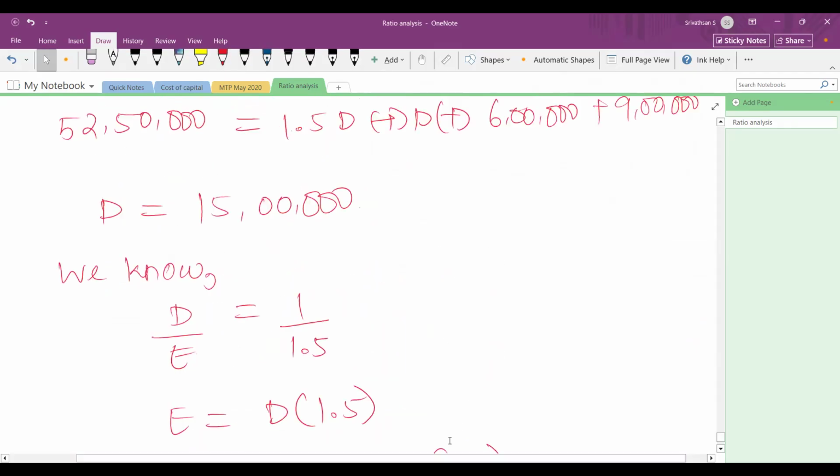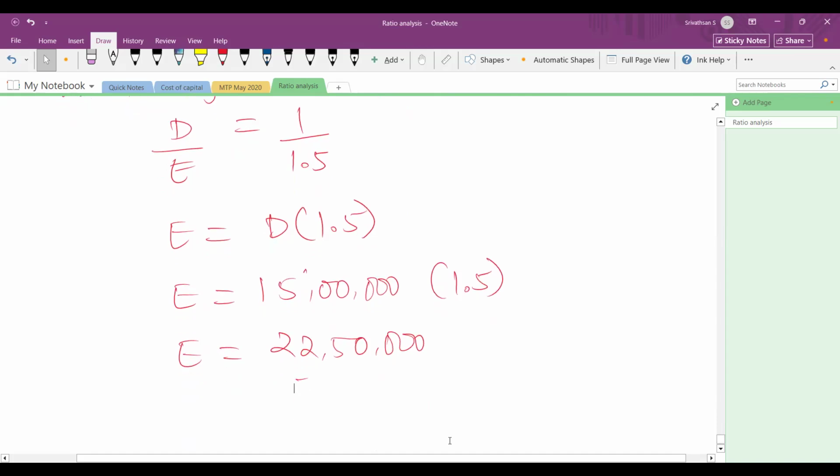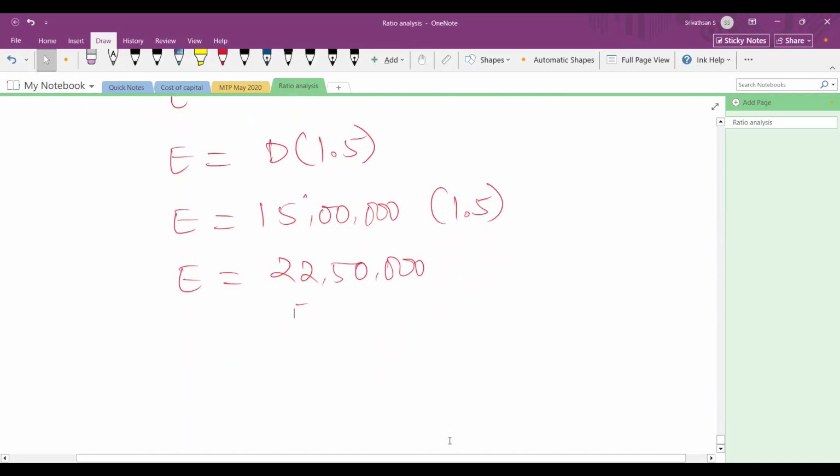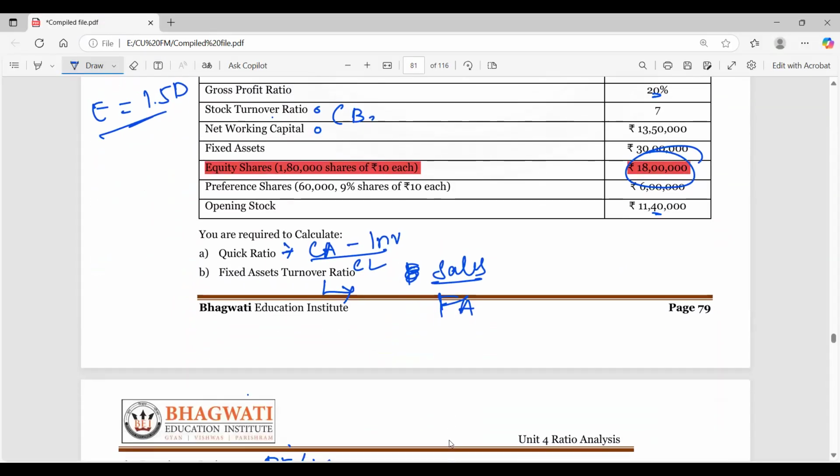If you want, you can assume like that and write it. If you want to take this 18 lakh, you can assume like that and write it. But your assumption makes sense actually. Clear? Any doubt in this so far? Did you all understand?